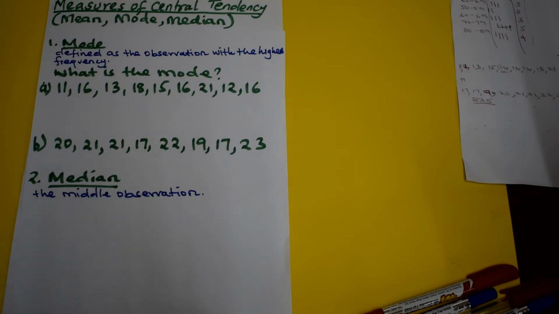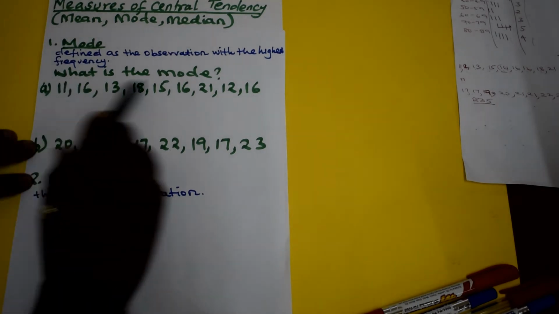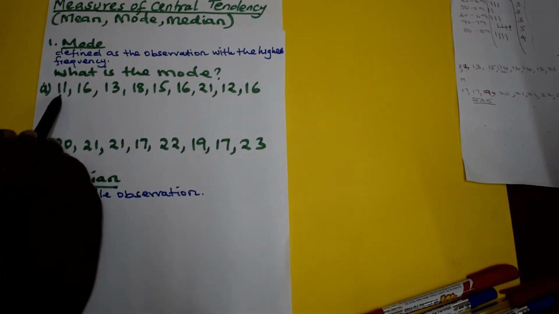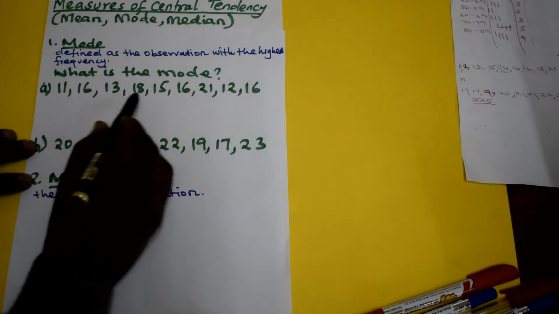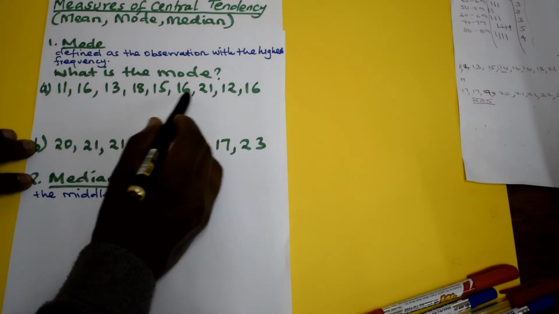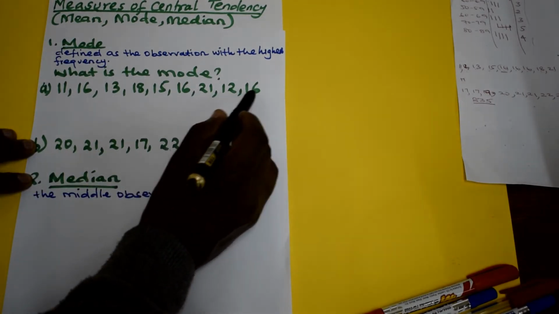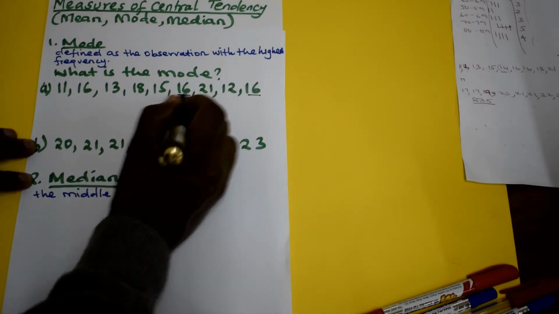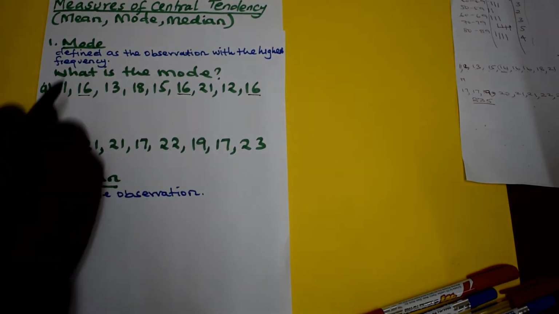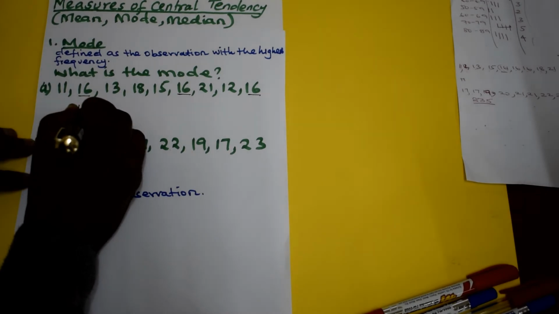highest frequency. So when you look at a set of data, we can get the one with the highest frequency, or one that is appearing many times. So in this data, for example, what is the mode? The data starts from 11, we have 16, 13, 18, 15, 16, 21, 12, 16. So 16 is repeated 3 times. So the mode for this one is 16.